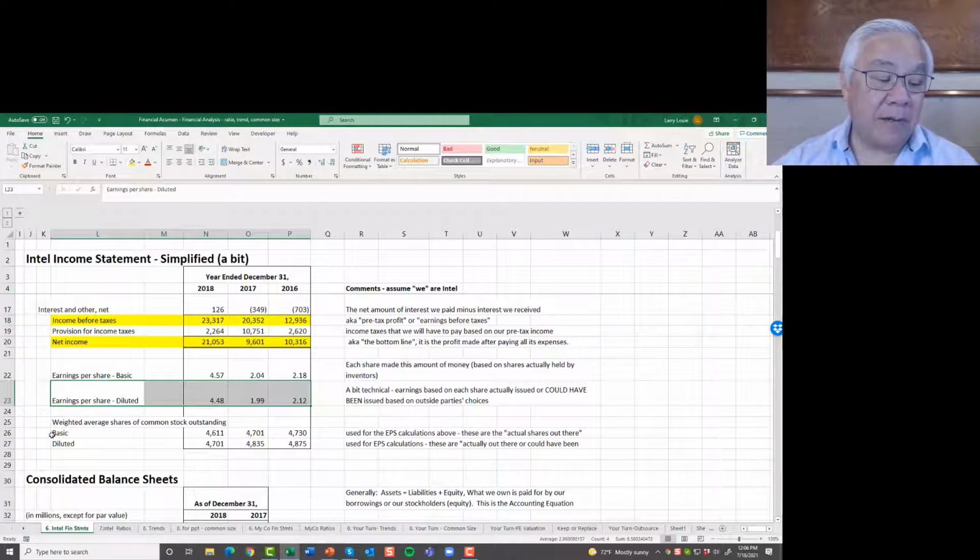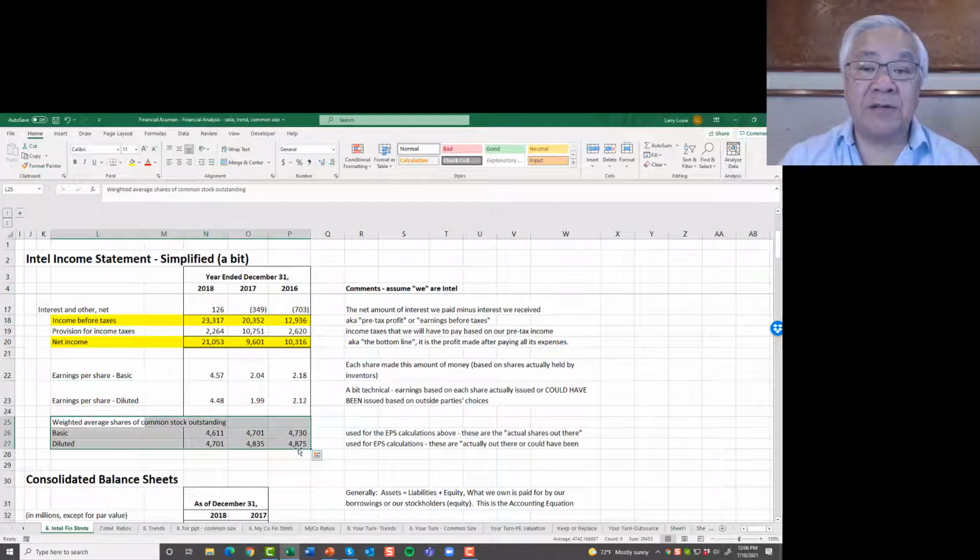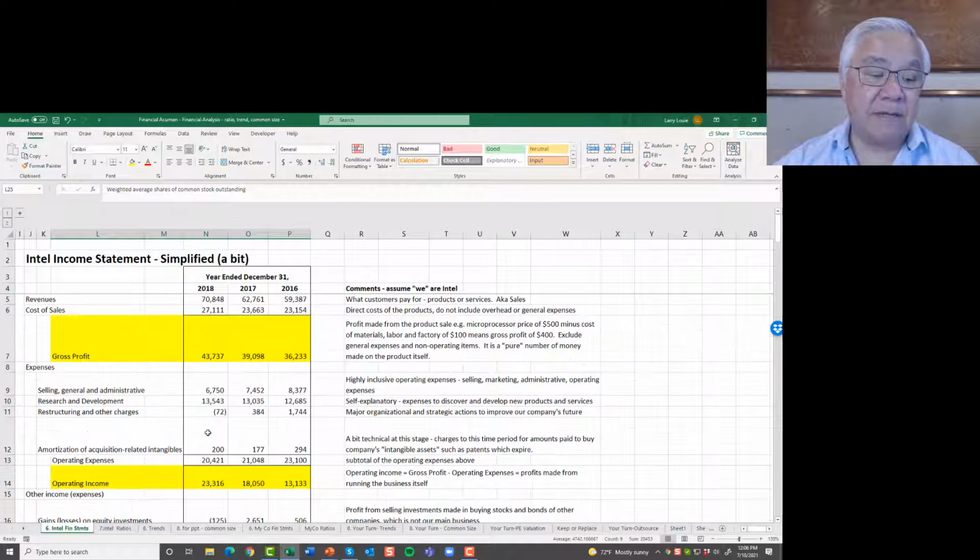And on the bottom here are just by way of reference, how many shares were outstanding, in this case for Intel. So that is the income statement for Intel. All right, we'll go back to look at our next statement.